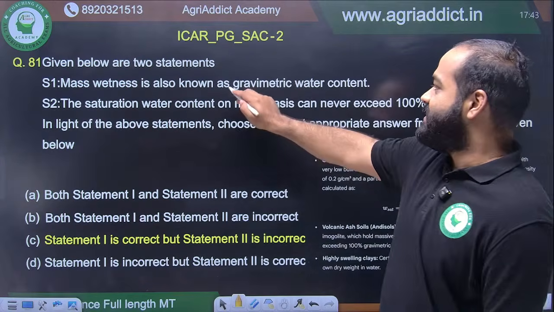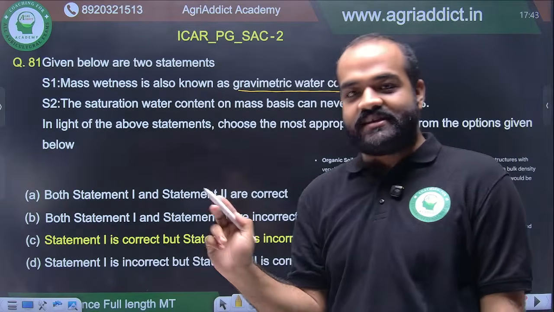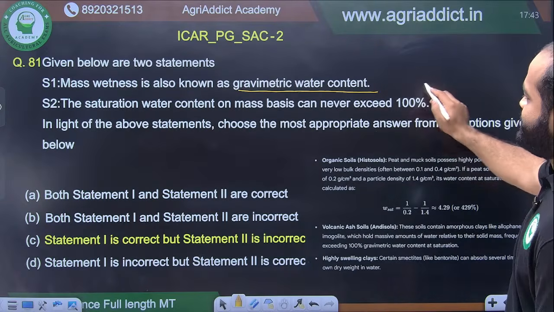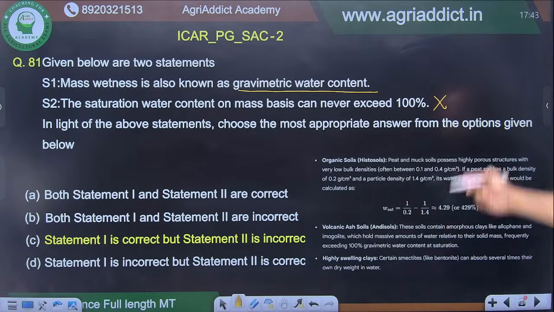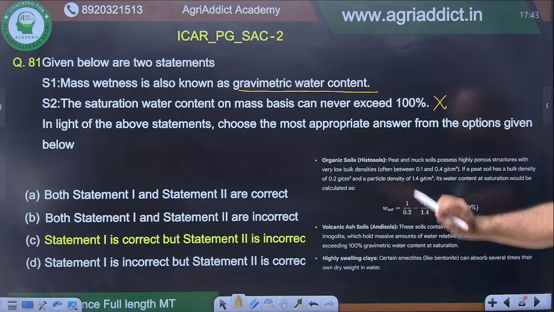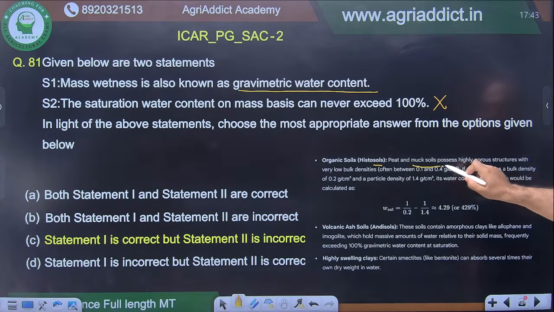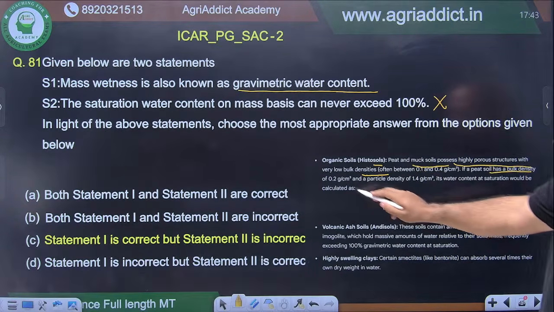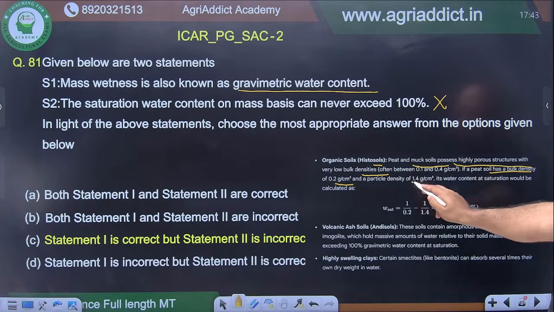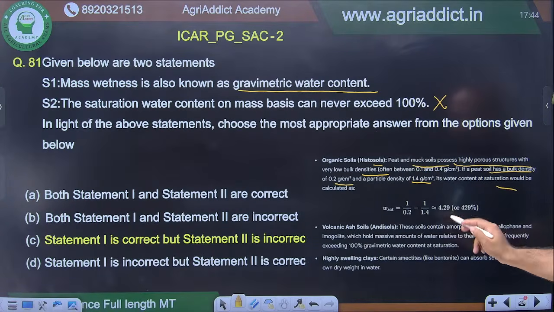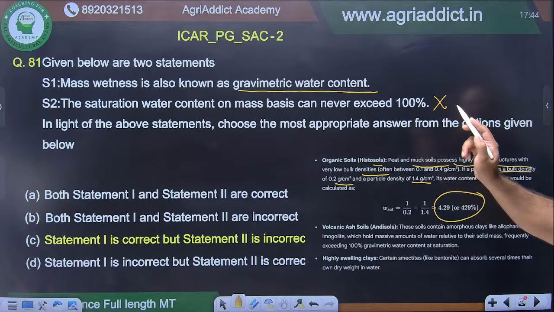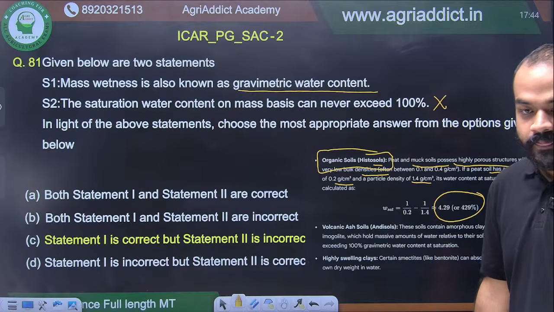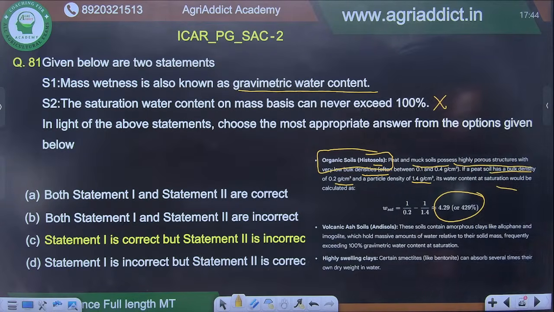Mass wetness is definitely called gravimetric water content. There is no doubt in that. Volumetric water content or gravimetric water content, we both know, but the second statement is not correct. Why? It is written here. You can see the reasons. I have taken this for you. Organic soils or histosols like peat and muck soils possess highly porous structure with very low bulk densities. If a peat soil has a bulk density of 0.2 gram per centimeter cube and a particle density of 1.4, its water content at saturation would be 429%. So for organic soil, histosol, whose bulk density is very low, how can saturation exceed 100%?